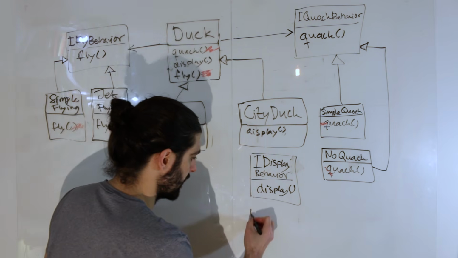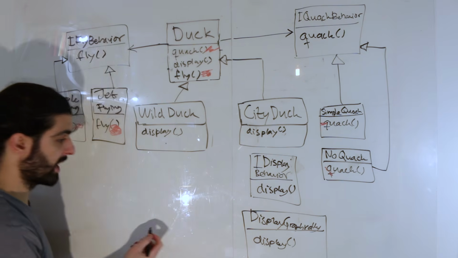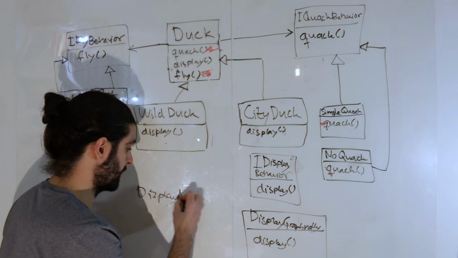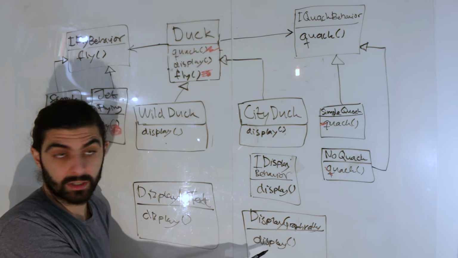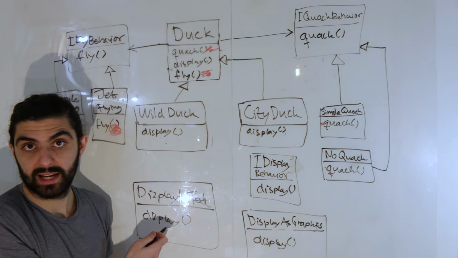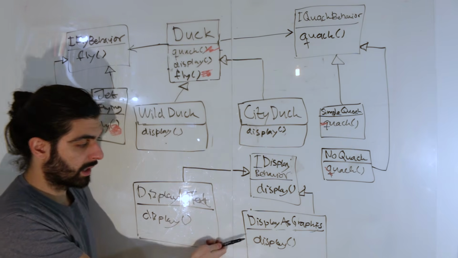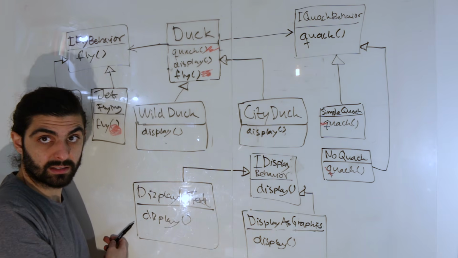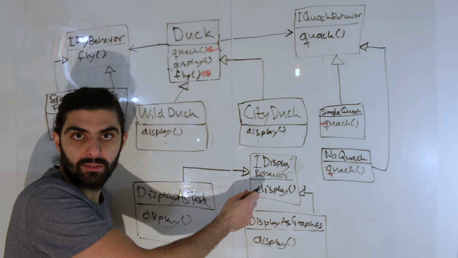So let's say that this would be display graphically. That's one display behavior. And the other display behavior, as you might guess, is display as a string or as text. So we have display as text behavior and we have display graphically behavior. And again, naming, I'm so sloppy, so maybe this should be display as graphics and display as text. And both of these, of course, implement the iDisplay behavior. So display as graphics is an iDisplay behavior, and display as text is an iDisplay behavior, or rather, they both implement iDisplay behavior.